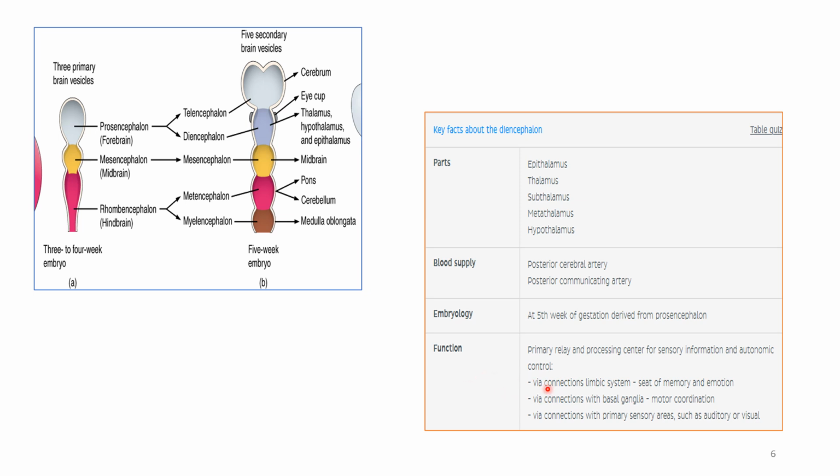The function is that it acts as a primary relay center and a processing center for sensory information and autonomic control. It has its connection with the limbic system, which is the seat of memory and emotion, and with the basal ganglia for motor coordination, and it has connections with primary sensory areas such as the auditory and visual areas.